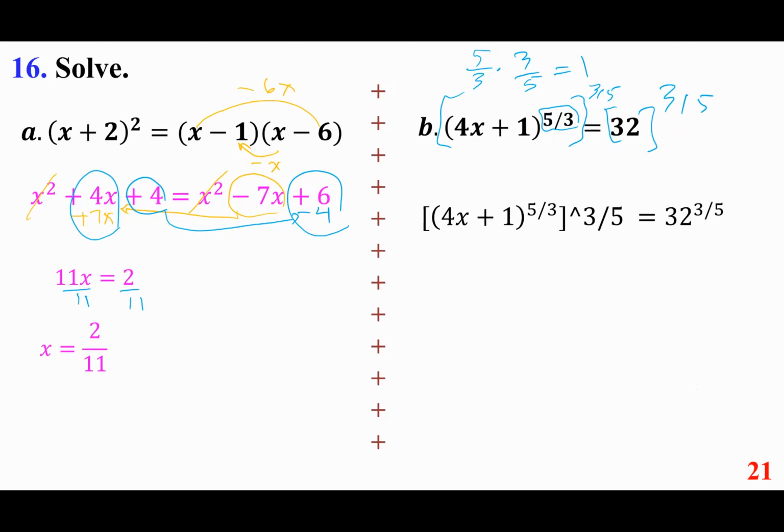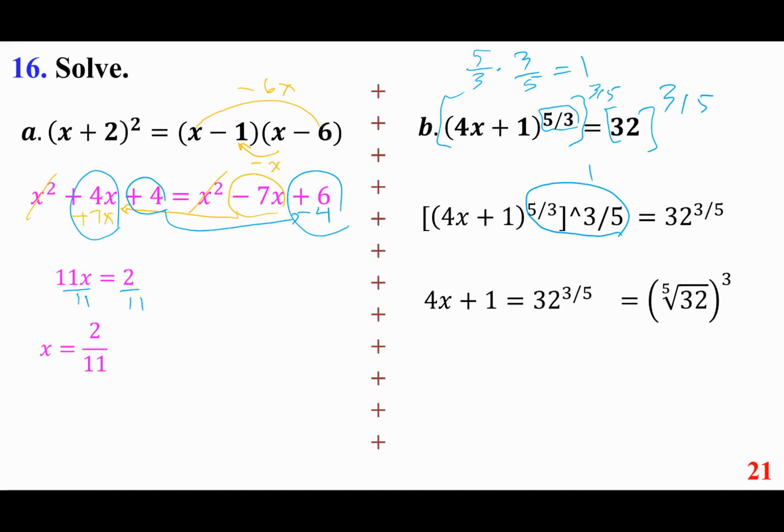We get 4x plus 1 to the power of 1, which we don't write because it ends up being 1. So 4x plus 1 to the power of 1 is just 4x plus 1. And the right side is 32 to the power of 3/5, which is the 5th root of 32 to the 3rd power.